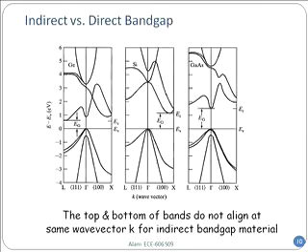Now, let me explain this strange statement I made, that the electrons and holes have to have the same wavelength before they can recombine. I mean, that's a strange statement. Why? Before we do that, let me remind you that there are these two types of semiconductors, right? Indirect and direct band gap semiconductors.